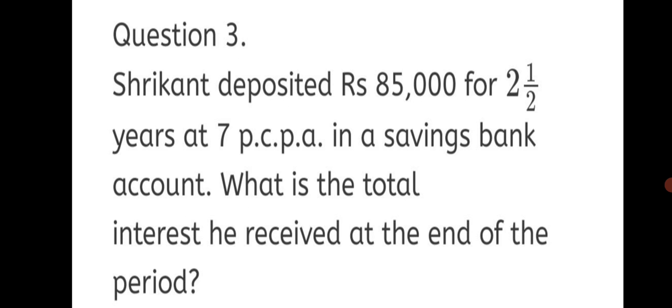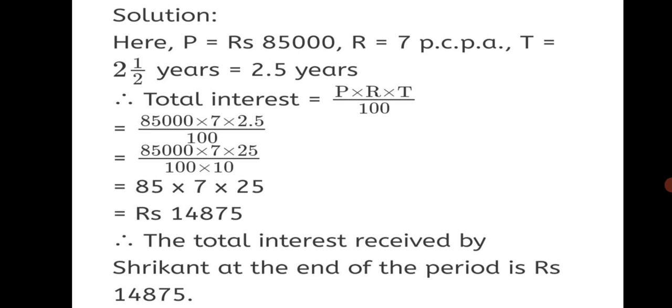Third question. Shrikant deposited rupees 85,000 for 2.5 years at 7 PCPA in a savings bank account. What is the total interest he received at the end of the period? So we have to find the interest. So let's have a look at the solution. P, what is given in the question, is equal to rupees 85,000. R is equal to 7 PCPA and T is equal to 2.5 years. We take it as 2.5 years.